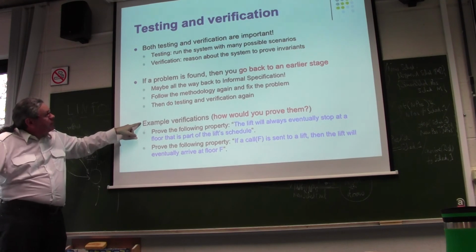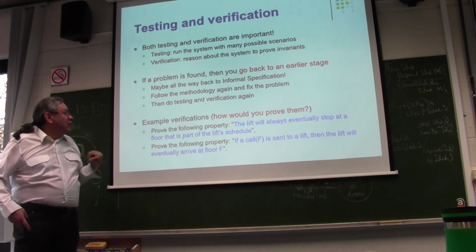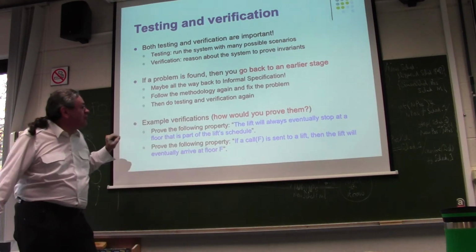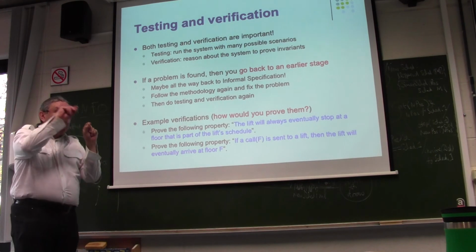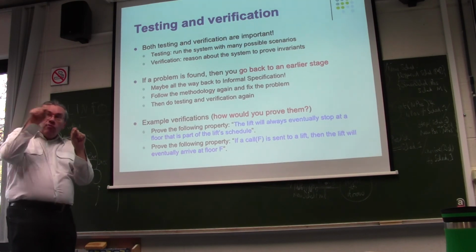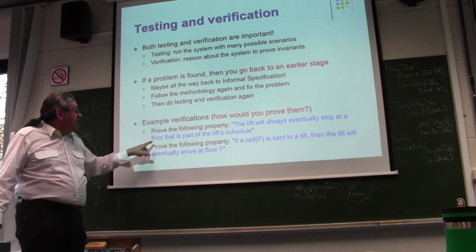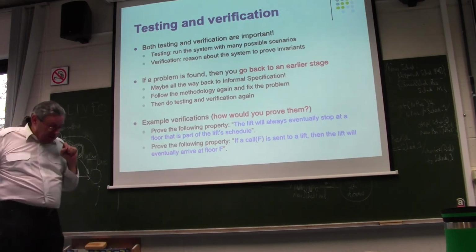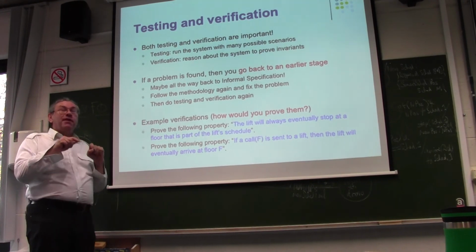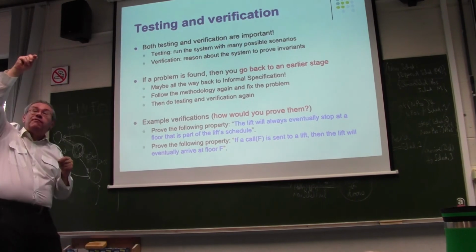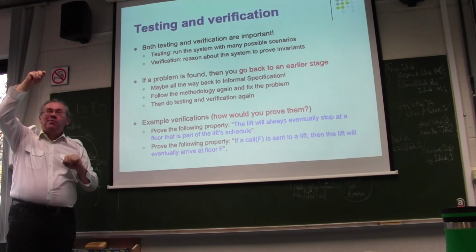So here's an example of some verifications. You can actually prove properties of this code. You can prove the lift will always eventually stop at a floor that is part of the lift schedule. So if you look at the state diagram, you can prove by sequencing the loops that no matter what messages arrive, if a floor is in the lift schedule, the lift will stop there. It cannot avoid that floor forever. So maybe I want to go to floor 25, huh? I can slow it down by pressing all the buttons below.